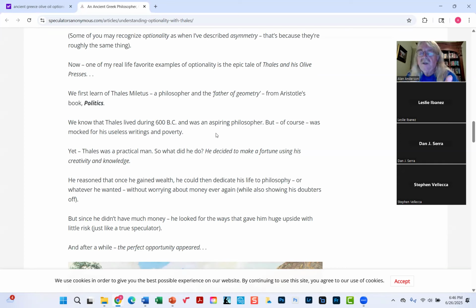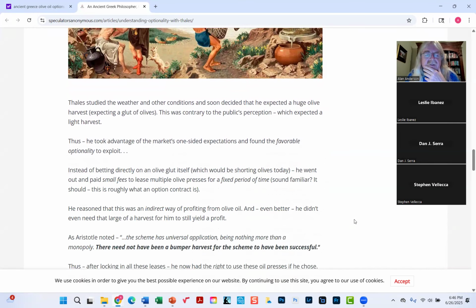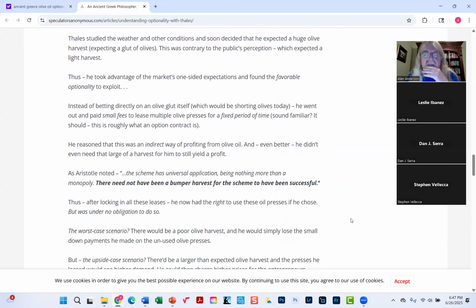And so at that point in time, of course, the main crop in that area of Greece was olives, producing olive oil. But in order to do that, you not only had to have the land to grow the olives, but you had to have olive presses to turn it into the actual oil. And so apparently in those days it was possible, or at least he came up with this ingenious idea, he went around to all of the owners of all the olive presses and he set up an option to use the presses before anyone else.